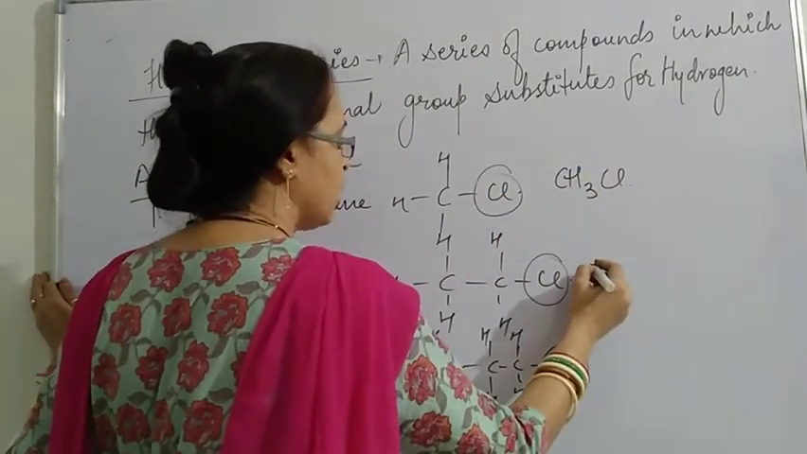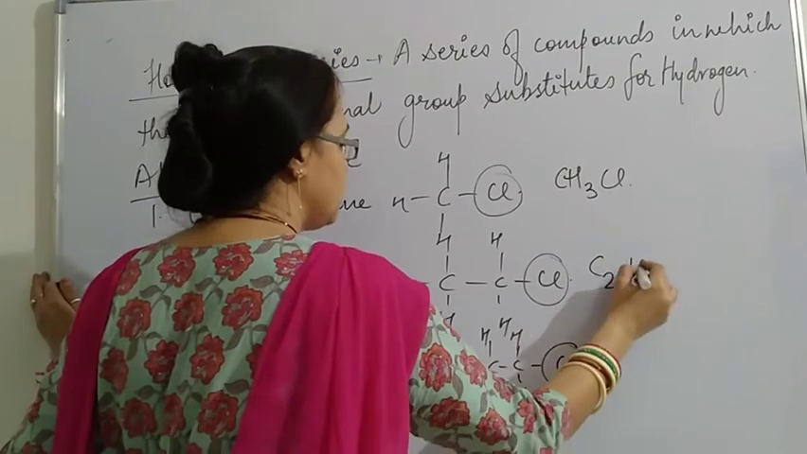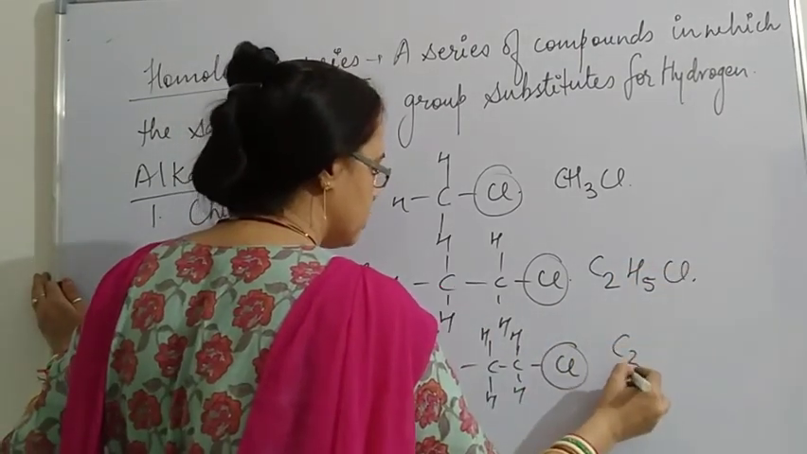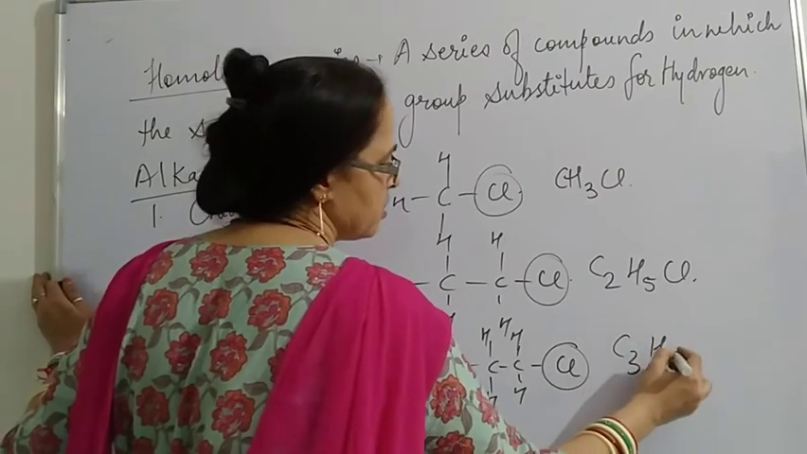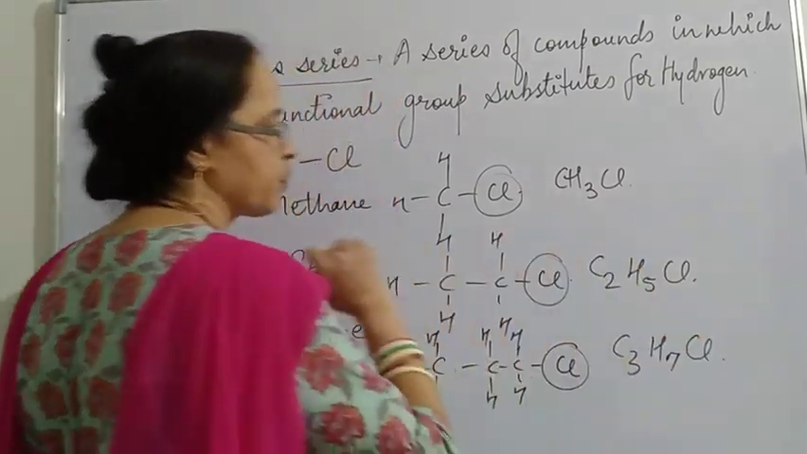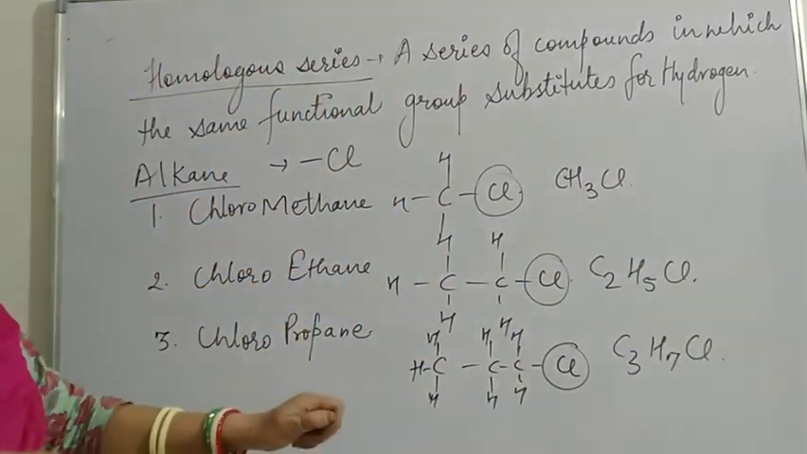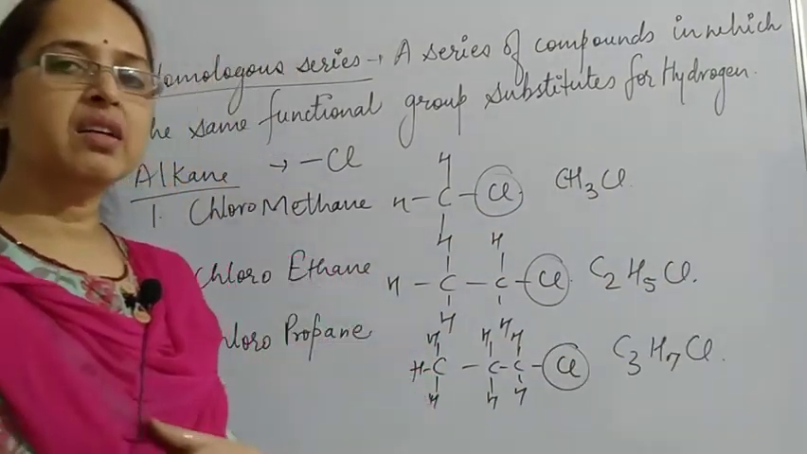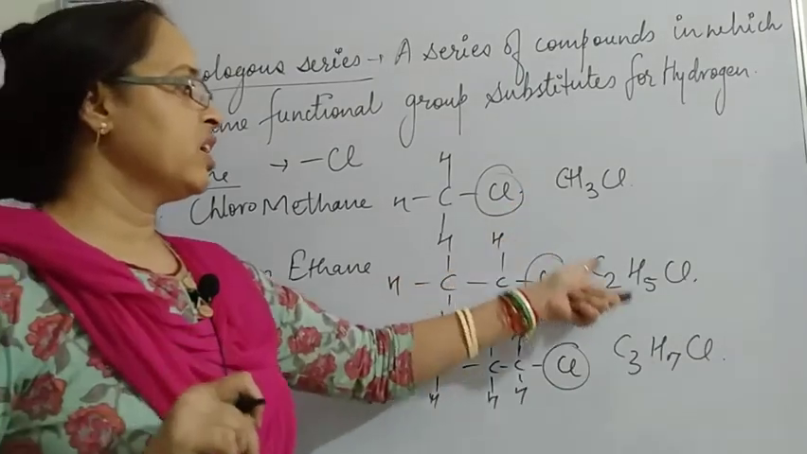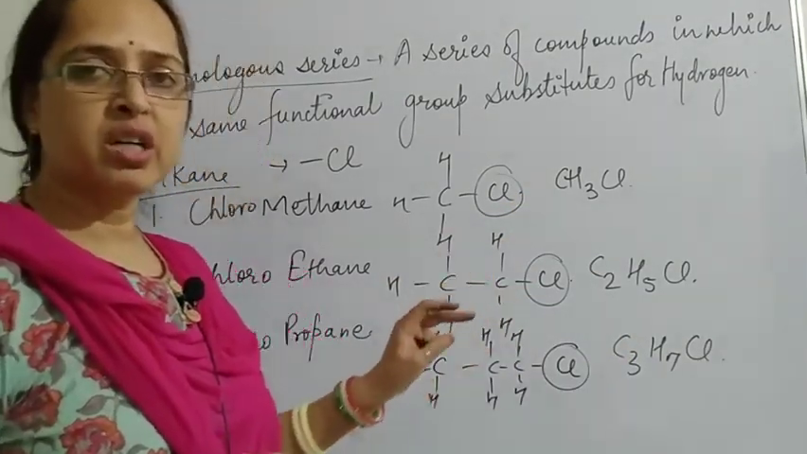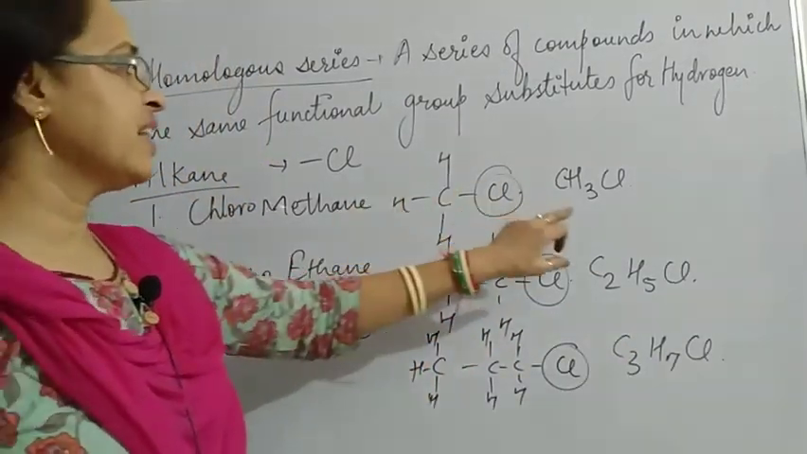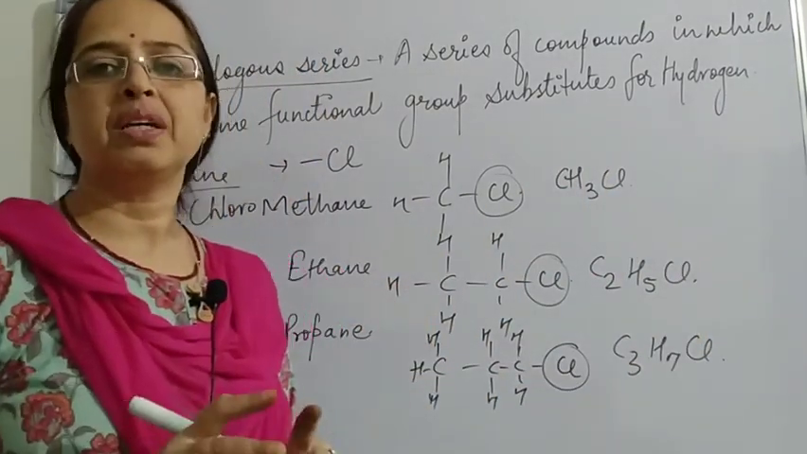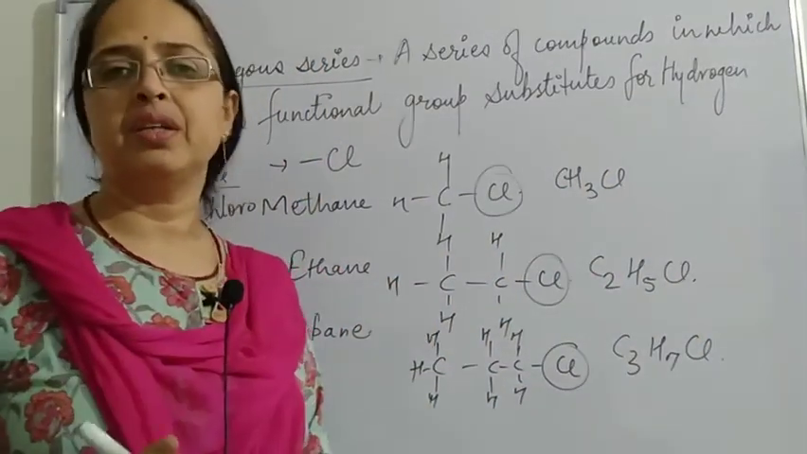Here comes to be CH3Cl, here comes to be C2H5Cl, here comes to be C3H7Cl. So here what will happen? The functional group is the same and the molecular formula is different, but we are not talking about the molecular formula. We say that in the homologous series, the functional group remains the same with increasing carbon number.